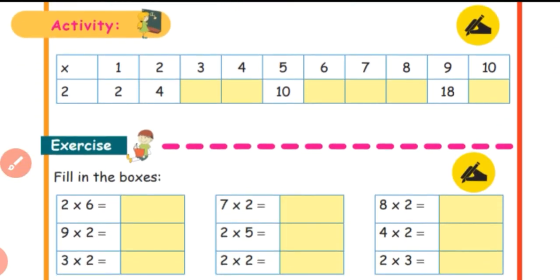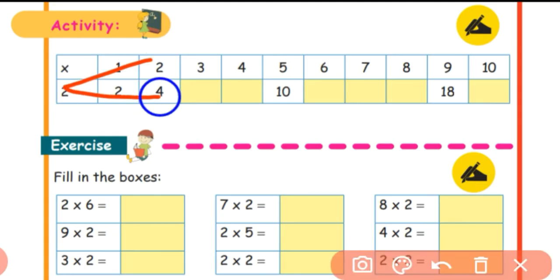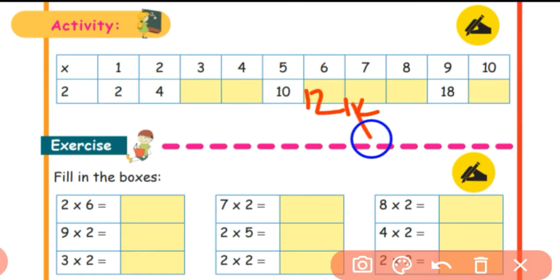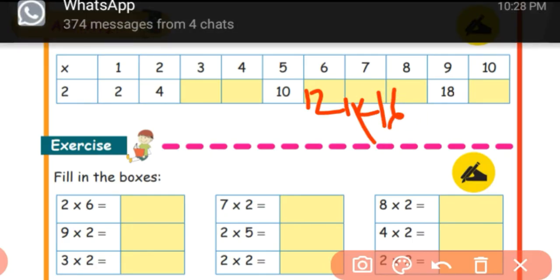See this activity, 1 2s are 2, 2 2s are 4, 3 2s are 6, and so on, 6 2s are 12, 7 2s are 14, 8 2s are 16, 9 2s are 18, 10 2s are 20.